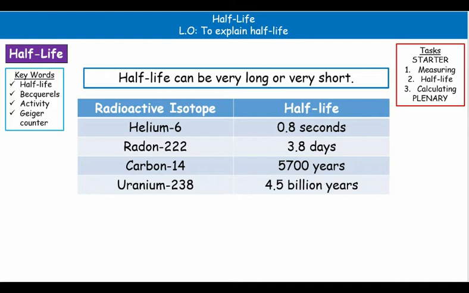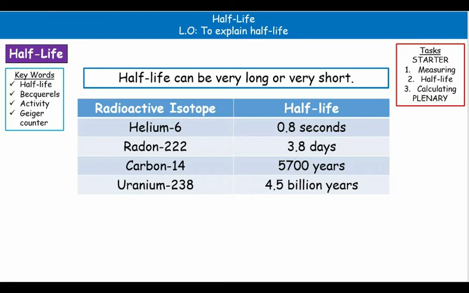So if we have a look at the top one there, helium-6 has an incredibly short half-life of just 0.8 seconds. So what that tells us is that if we've got a sample of helium-6, then the count is going to decrease by half every 0.8 seconds. If we look at radon-222, then that's got a half-life, a bit longer this time, of 3.8 days. So that means the activity reduces by half every 3.8 days.